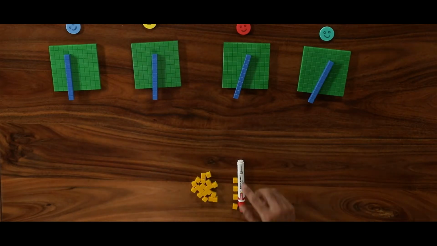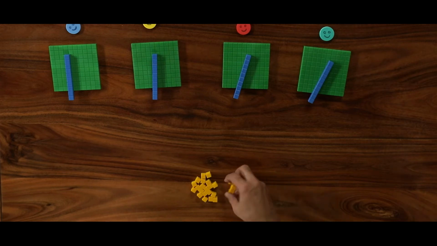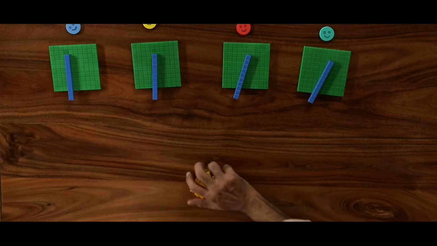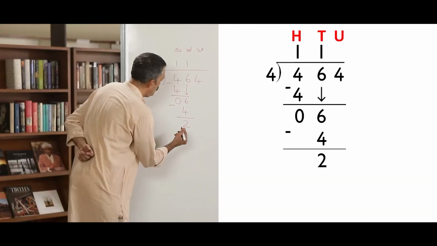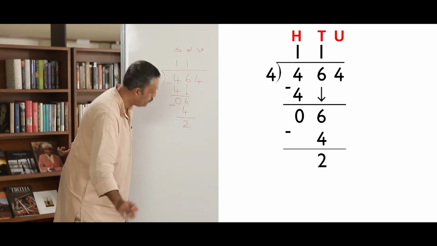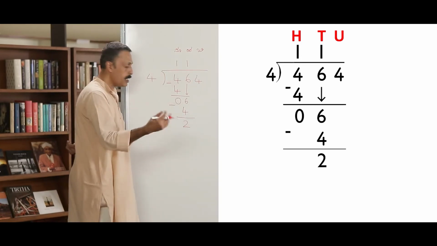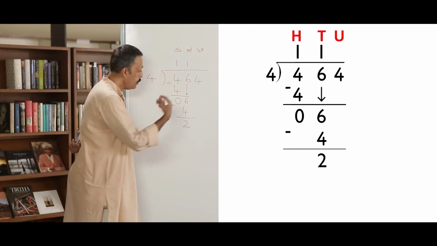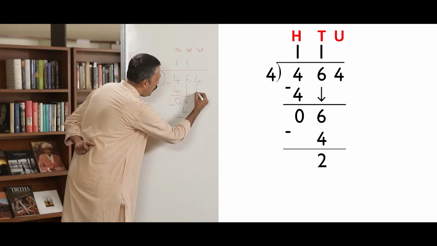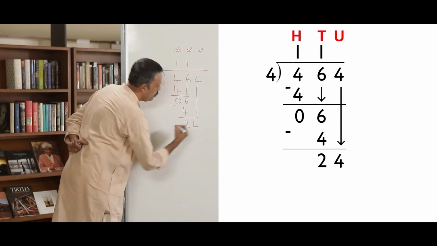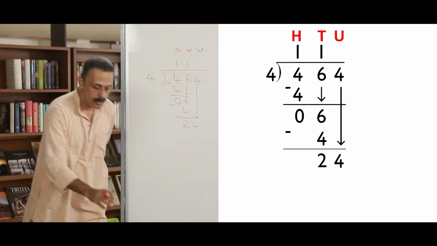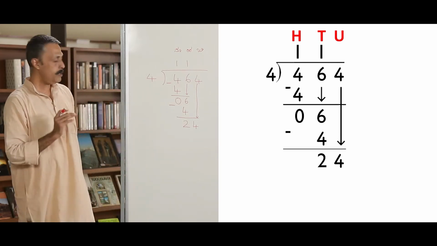But I already have 4 units. So totally, how many units do I have? I have 24 units. Let us see it here now. I had two tens. I gave it to the bank. The bank gave me 20 units. Along with those 20 units, I have 4 units. So I have 24 units.